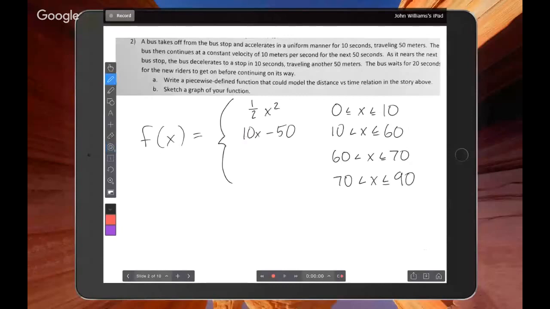Now I've got this deceleration section. So we already figured out that if I want to accelerate and travel 50 meters in the course of 10 seconds, that I've got this relationship, 1/2 x squared. So I'm going to keep that, but I know I'm decelerating, so I'm going to change it to negative 1/2.